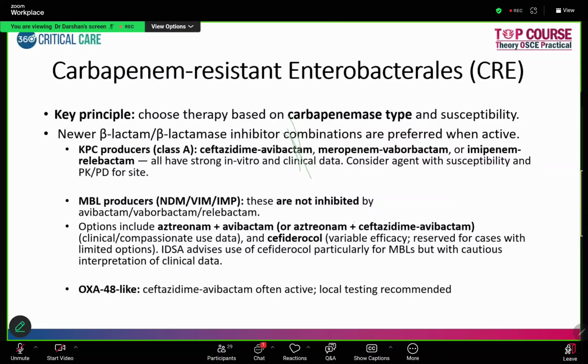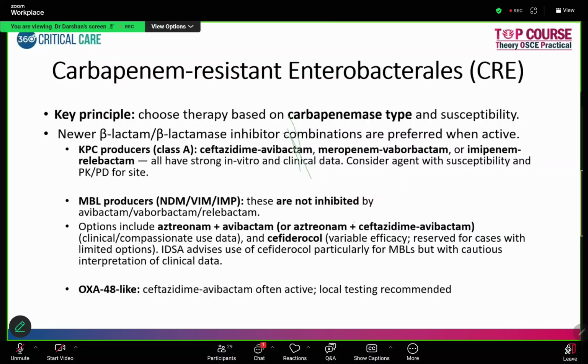Coming to the next group of MDR-GNB, that is your carbapenem-resistant Enterobacterales. In this, you need to choose the antibiotic based on the type of carbapenem resistance. Till ESBL, we were very safe. We had our carbapenems present and we were able to give them to the patient. But unfortunately, next we have the next bigger bomb, that is your carbapenem-resistant organisms.